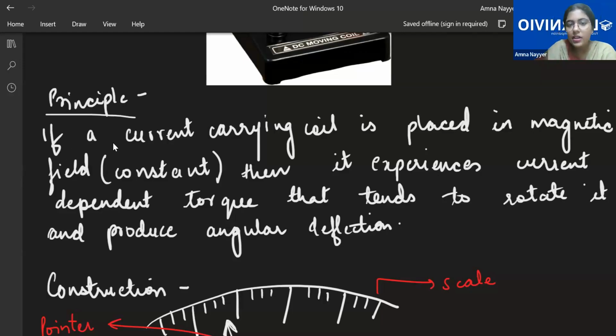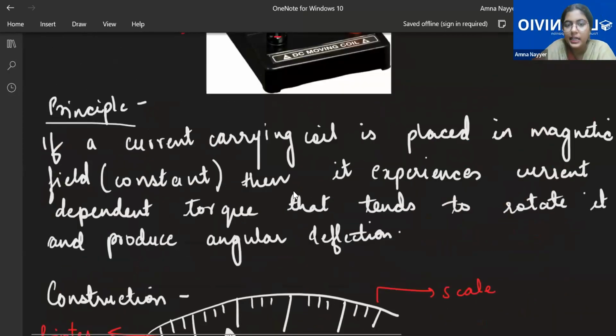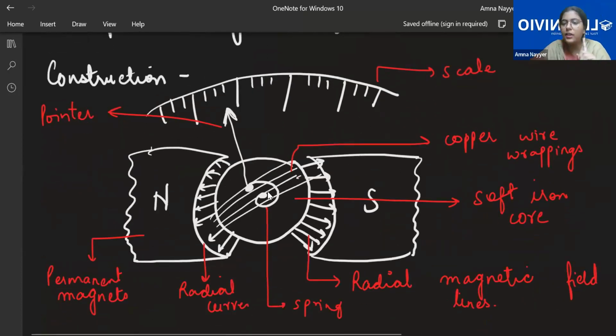See, this says if a current carrying coil is placed in a magnetic field, how? Because we have put in the magnets intentionally, then it experiences a current dependent torque, which we studied. Torque will be there because the magnetic field is there. The soft iron core is there, so a magnetic moment will be there. Magnetic moment and magnetic field will lead to torque. That's what we have studied in the formula.